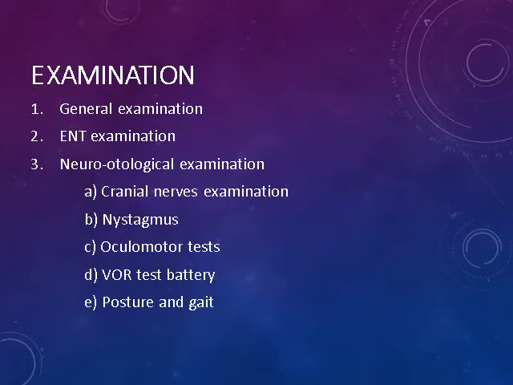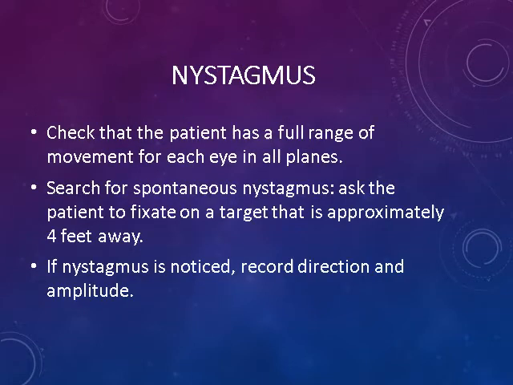of the patient. Now we start the oculomotor tests. We are mainly searching for nystagmus. First, we have to check that the patient has a full range of movement in all planes. How do we do this? We ask the patient to follow the examiner's fingers in all planes of movement, and we check that there is normal eye movement in all planes. Then we start searching for spontaneous nystagmus.